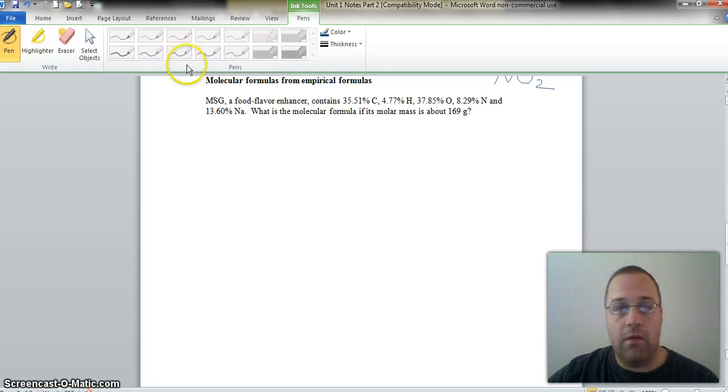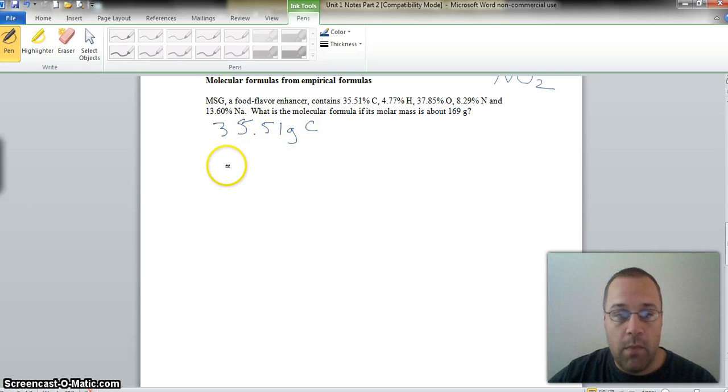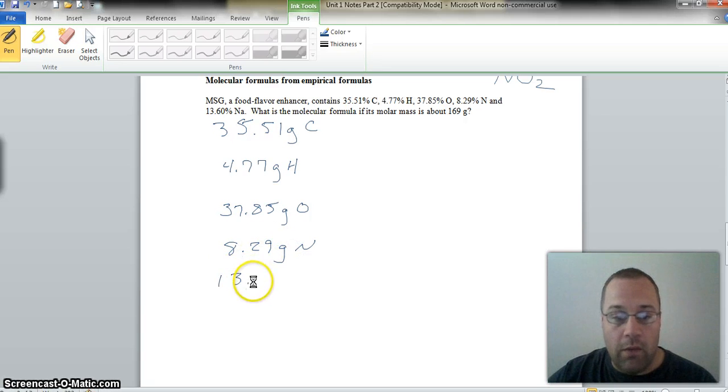So again, start out by writing down what is given to you. You have 35.51 grams of carbon. You have 4.77 grams of hydrogen. Again, we're assuming a 100-gram sample. You have 37.85 grams of oxygen. You have 8.29 grams of nitrogen. And you have 13.60 grams of sodium. You're going to convert these each to moles.